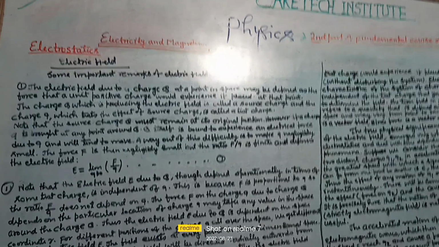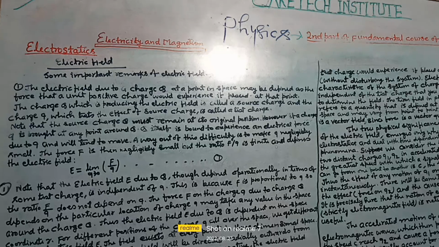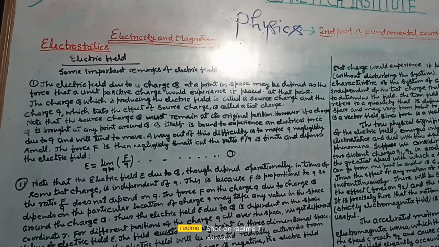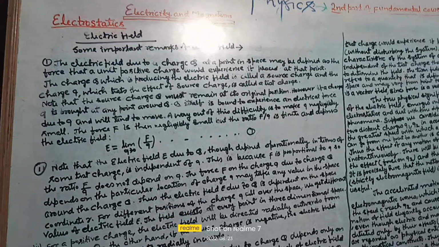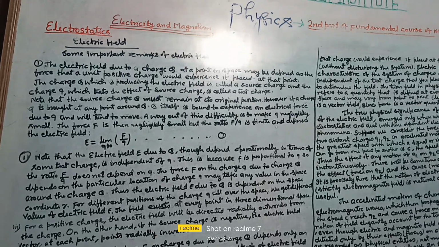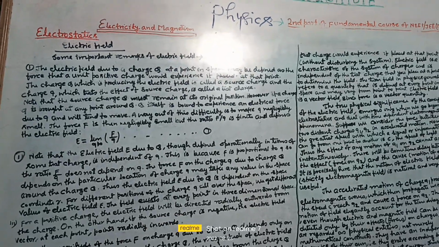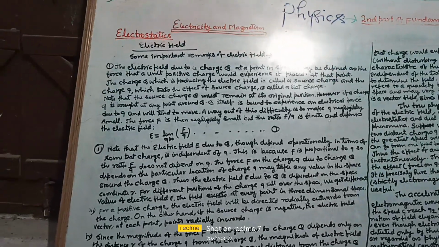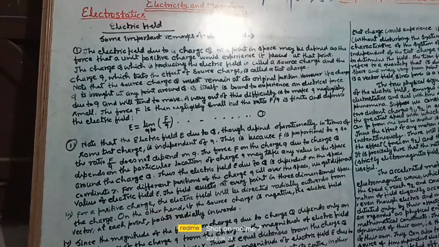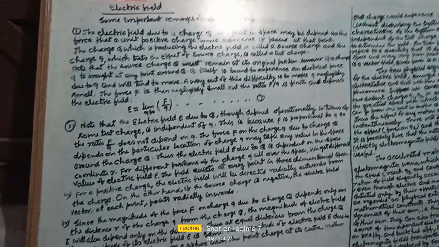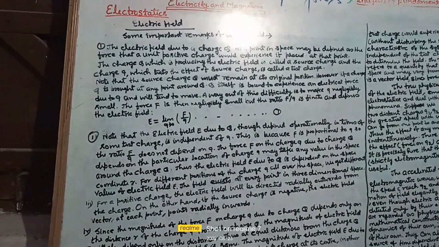A way out of this difficulty is to make q negligibly small. The force F is then negligibly small, but the ratio F by q is finite and defines the electric field. E equals limit q tending to 0, F by q. That is equation number 1.